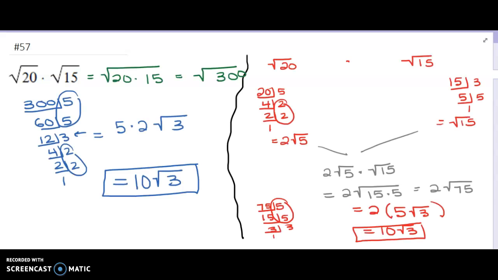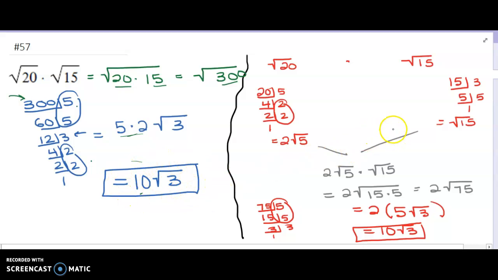All right, so once again, I've shown it both ways. You can do it either way. Please don't do it both ways when you're doing your homework. That's way too time consuming. So on the left side, I just put it together from the beginning. 20 times 15 is 300. Broke square root of 300 down, and I got a pair of 5's, a pair of 2's, so I multiply them. 5 times 2 is 10, and a leftover 3, so our answer would be 10 square root of 3.